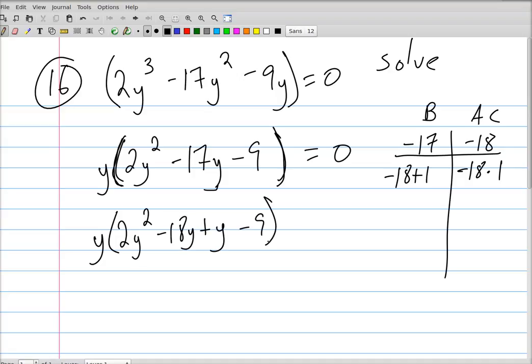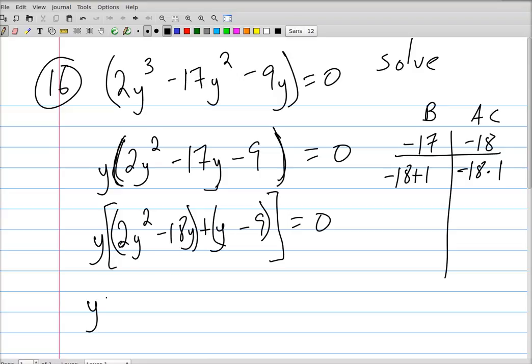And it makes sense to me because if I was to go back and recombine these two terms right here, I would get back the negative 17y. The reason that I want to rewrite those like that with the negative 18y plus y is because now that allows me to do my factor by grouping. Okay, so what I'm going to do is change these outside parentheses to brackets, and I'm going to use the parentheses on the inside first two terms and second two terms like so.